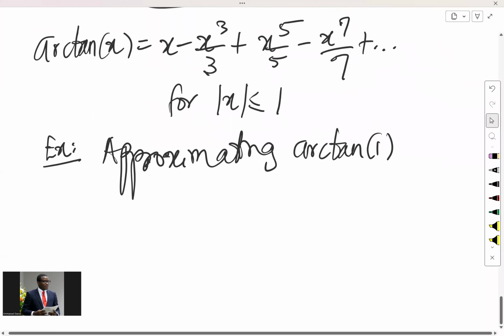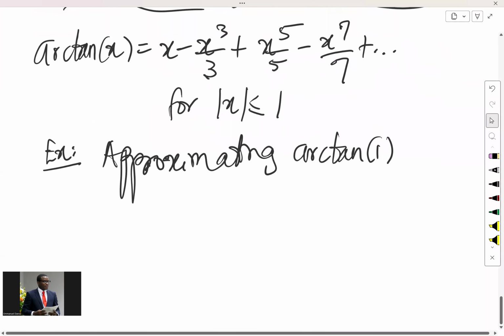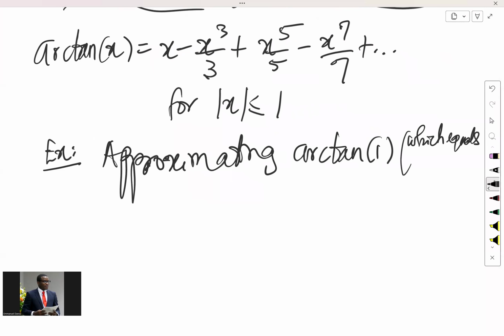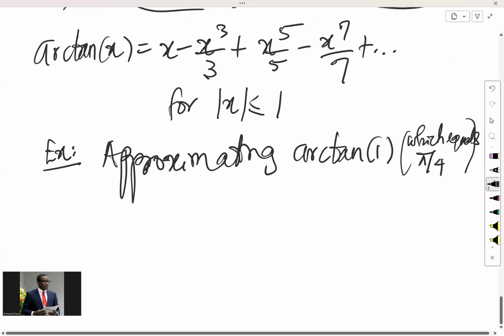So approximating arctan 1, which equals pi over 4. Arctan 1 is actually pi over 4 because tan 45 degrees is 1. Pi over 4 is actually 45. So that's what it should really be. But let's see if we approximate it using all the terms we have here now.